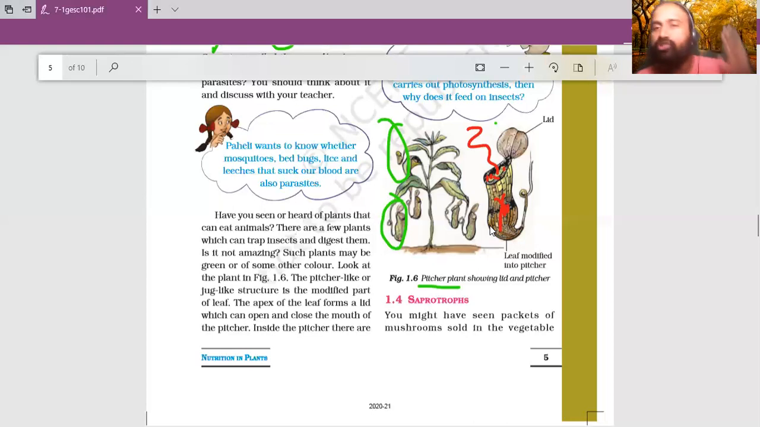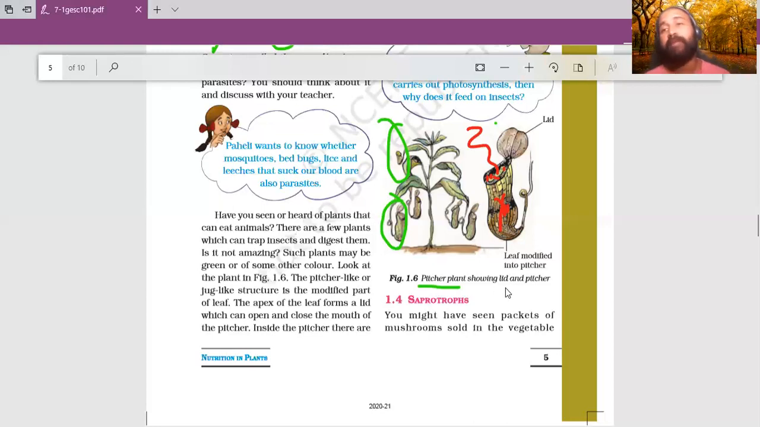They can do photosynthesis. They do have chlorophyll and they can do photosynthesis. Remember that. But still they are called insectivorous plants because they are actually killing the insect here and getting nitrogen from there. Understood? Easy? So this is our pitcher plant.